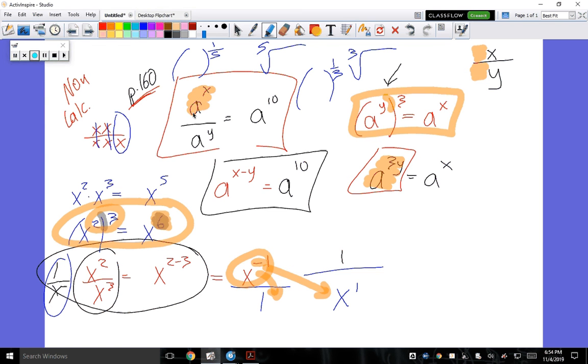So let's go ahead and plug in right now a to the 3y, where originally we saw a to the 3x. You with me? And then everything else is still the same.